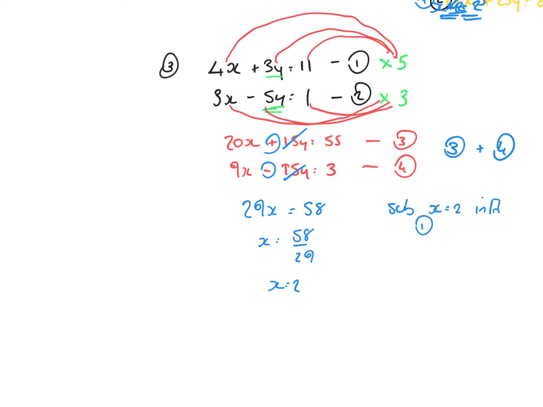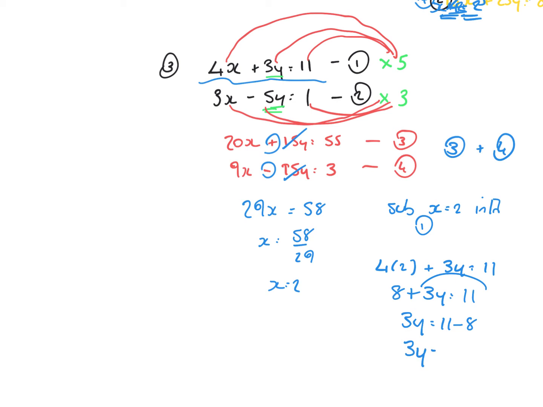So where I see x in equation 1, I replace it with 2. So it's going to be 4 lots of 2 plus 3y equals 11. 8 plus 3y equals 11. Bring that over. 3y equals 11 minus 8. That's 3y equals 3. y equals 3 over 3, and y is equal to 1.